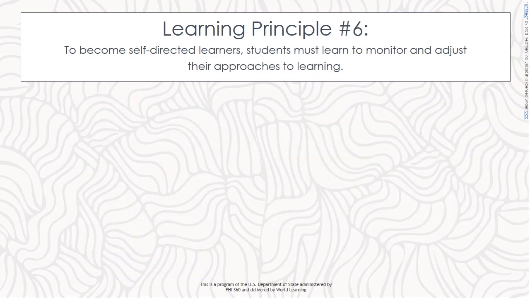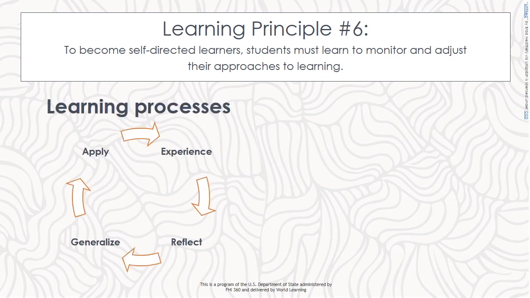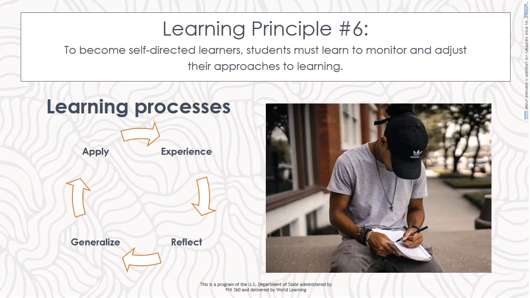Learning principle number 6. To become self-directed learners, students must learn to assess the demands of the task, evaluate their own knowledge and skills, plan their approach, monitor their progress, and adjust their strategies as needed. Learners must be able to monitor not just the correctness of their answers, but also their own learning processes. The best way to develop this awareness in students is by asking them to reflect back on their learning and evaluate their own performance.